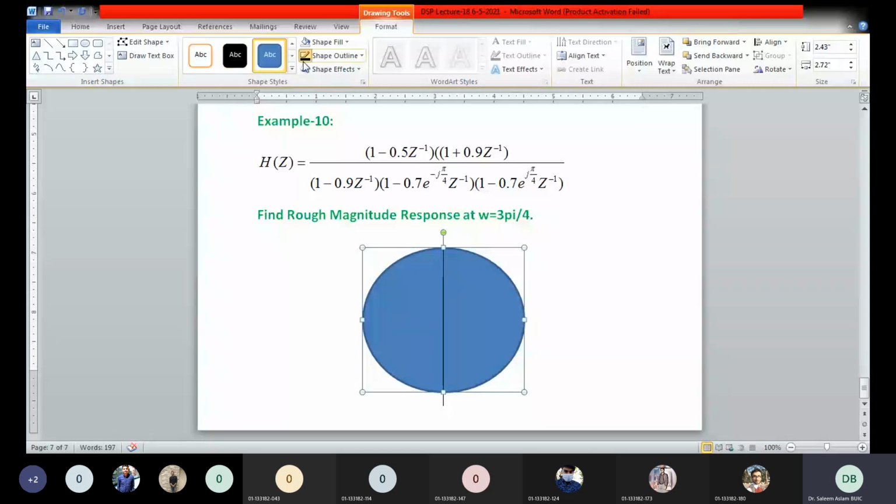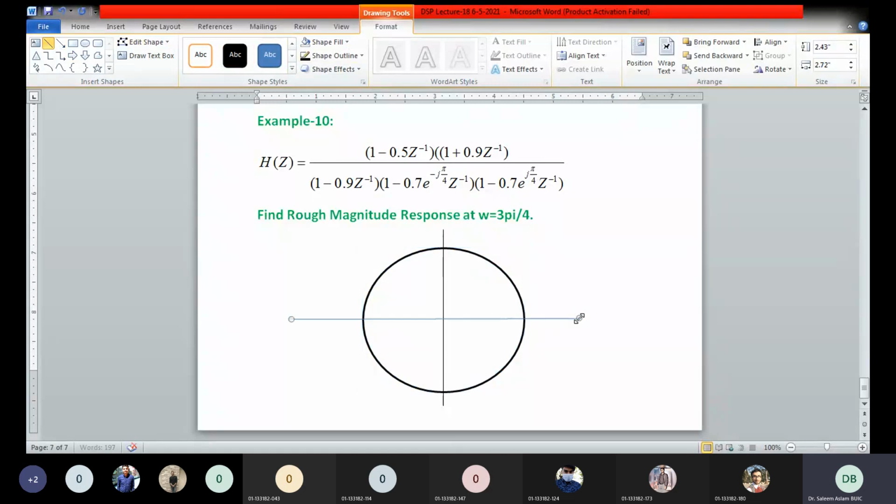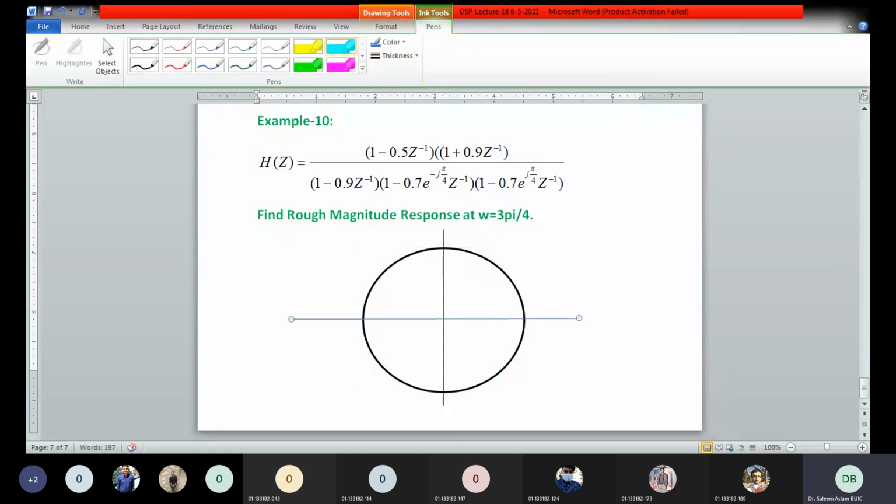Let me clear here this one, and here. So let's quickly draw together the pole zero plot diagram. Let's draw it with red color. So we have one zero at 0.5, and let's call it 0.5, and we have one zero at 0.9. Since here is a plus sign, it means that it is on the left side, so you have another zero at 0.9. This would be minus 0.9.